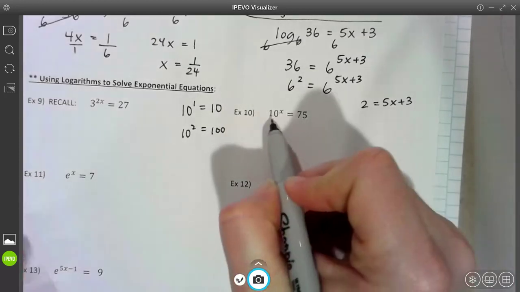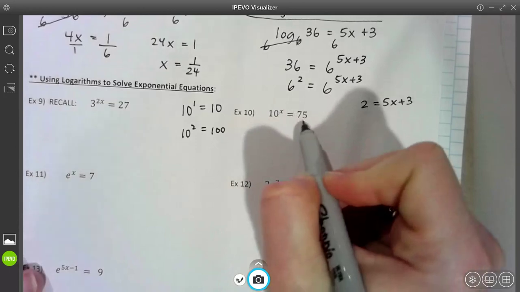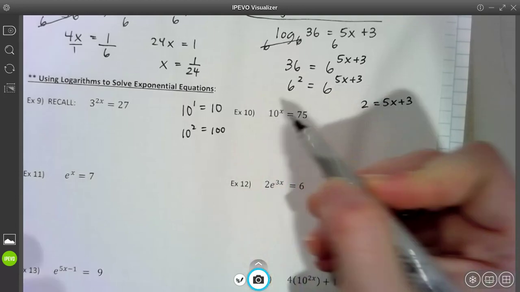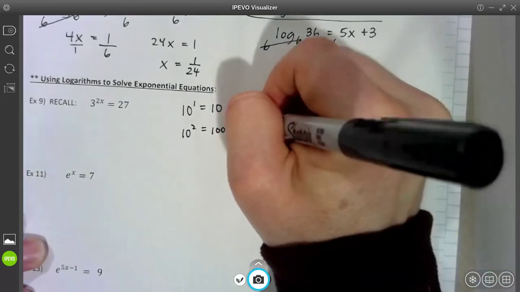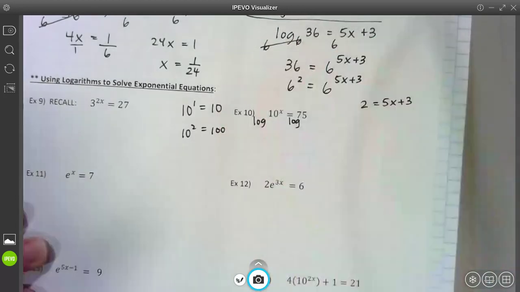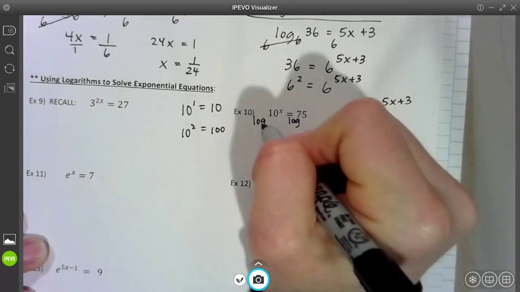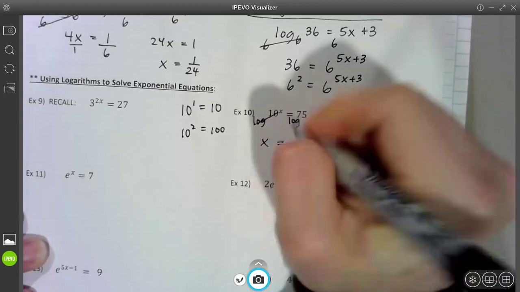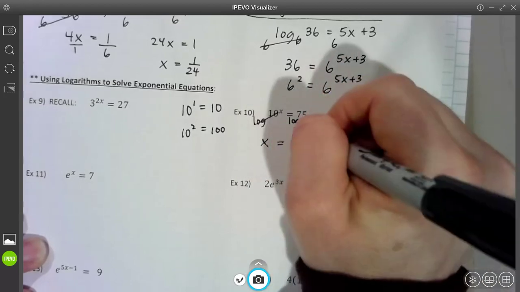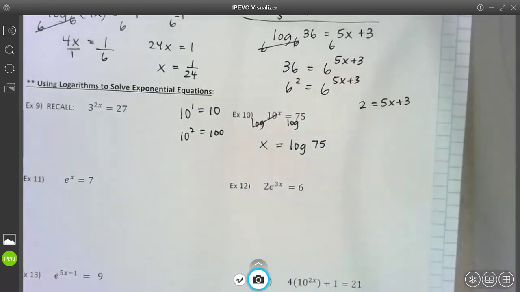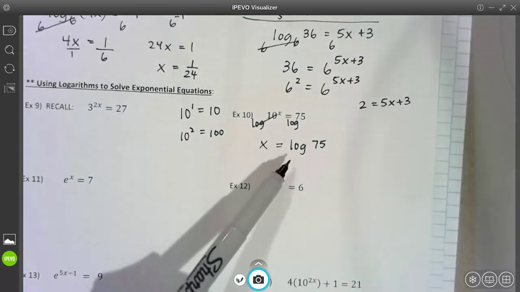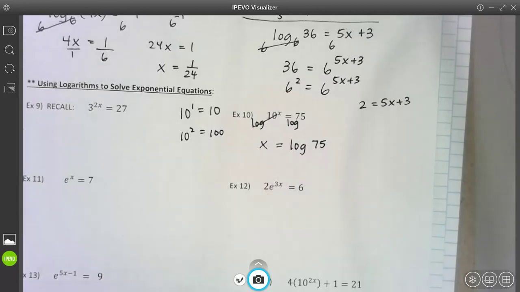If you don't know 10 to what power is that, who's going to undo a base 10 exponential? A log base 10. So we're going to log both sides of the equation. So now a base 10 log and a base 10 exponential cancel, and x is equal to whatever the log of 75 is. You have to take the log of 75 to figure out this answer. And the reason we write it like that is because that's the most exact answer we could put. Now it becomes a calculator problem to find out the actual estimated answer.